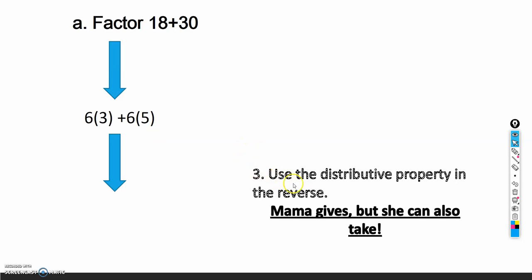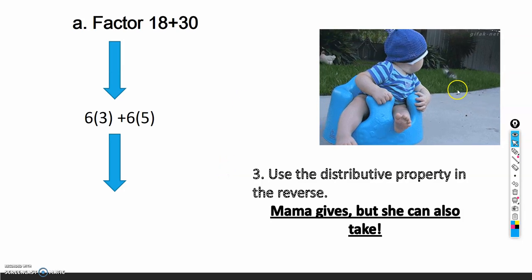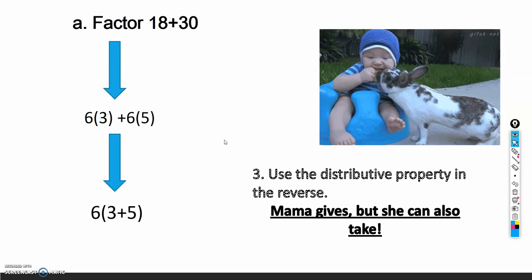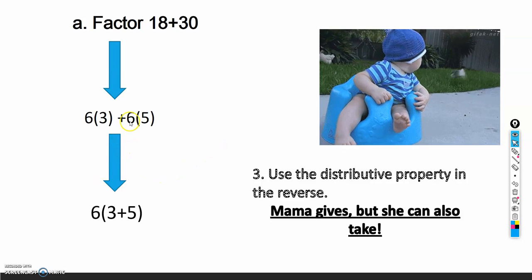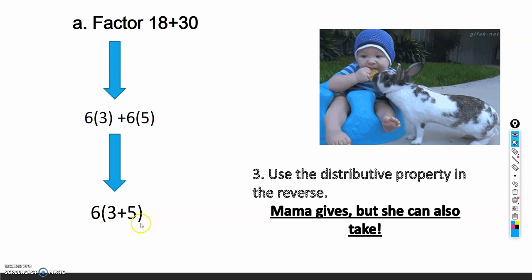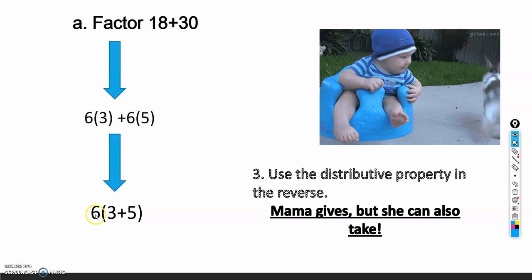The very last thing, we're going to use the distributive property in reverse. Mama gives, but she can also take. I don't know if your mom has ever taken anything from you, but mamas can definitely take. So here's my little baby. Oh, mama takes. There we go. Mama gives, but she takes. So I'm going to pull the 6 completely out of that expression and put the baby birds, the 3 and the 5, in their nest by themselves, and the 6 has been taken out.